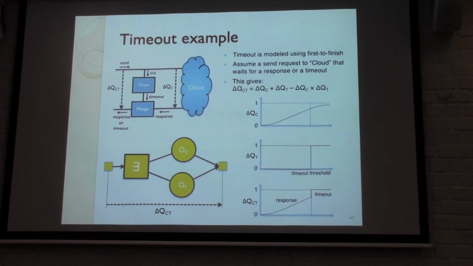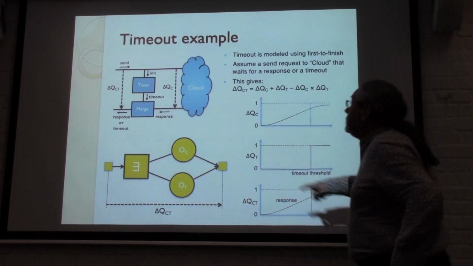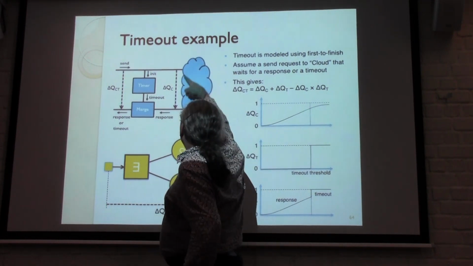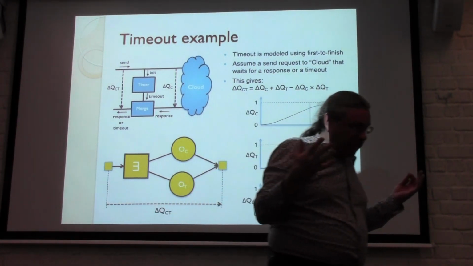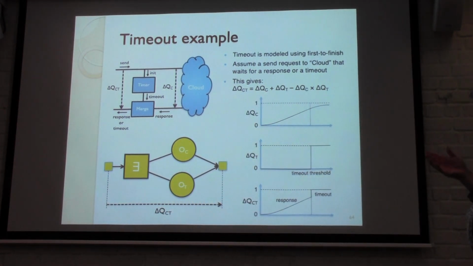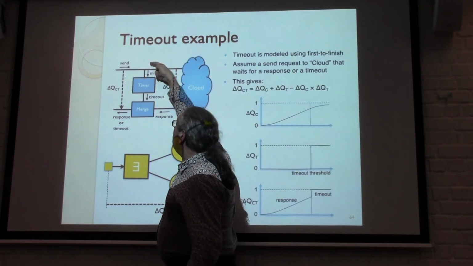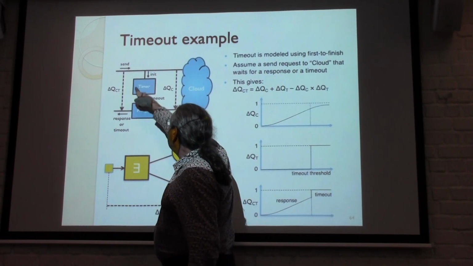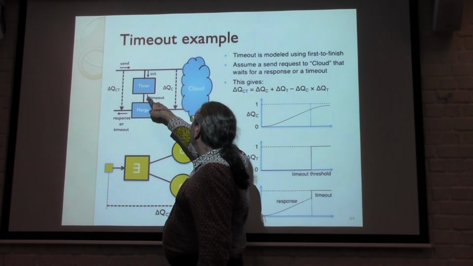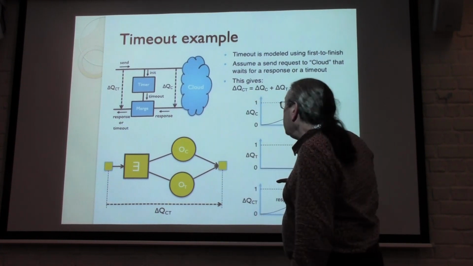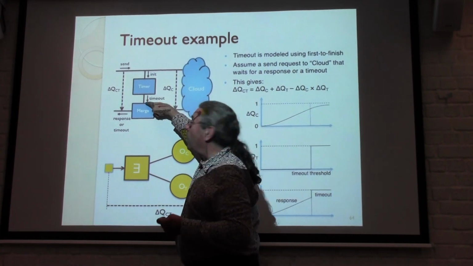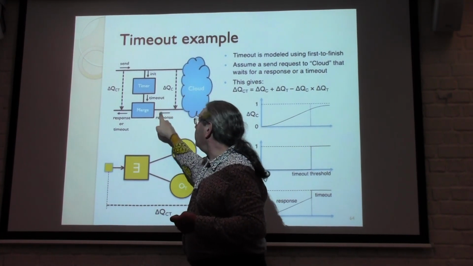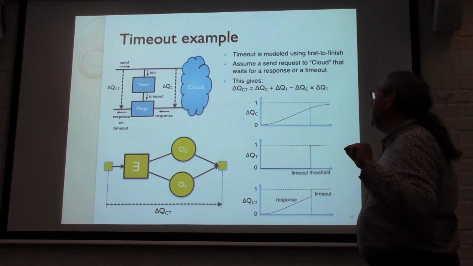This is timeout. So let's say I have a message being sent to the cloud and a response coming back. But I want to do a timeout on this. If I wait too long, I want to have something come back. So when the message is sent, I also initialize a timer. And the timer gives me a timeout here. So basically, I'm waiting for two things: the response or the timeout. And it's the first one that goes through. It's a first to finish.